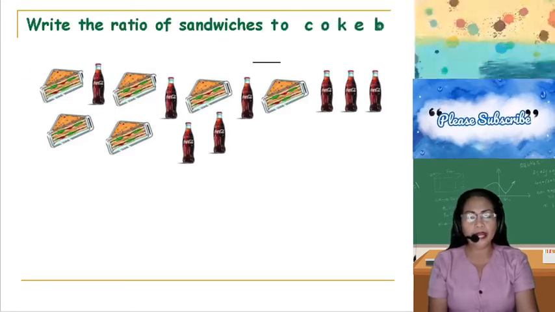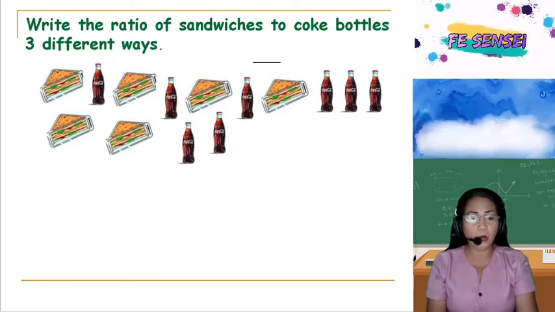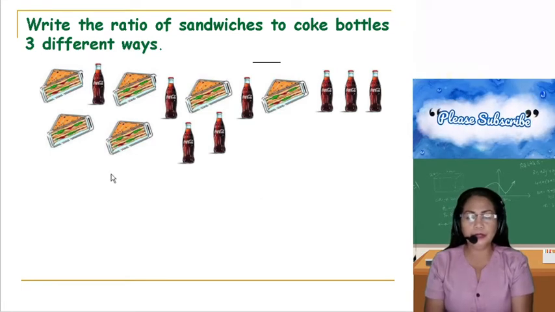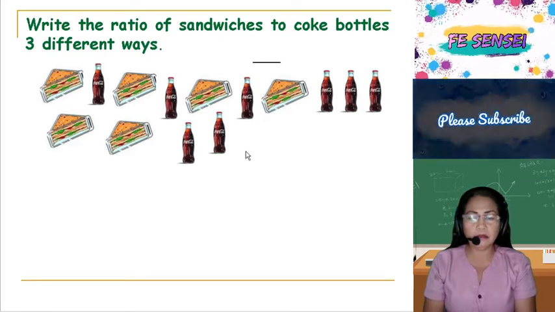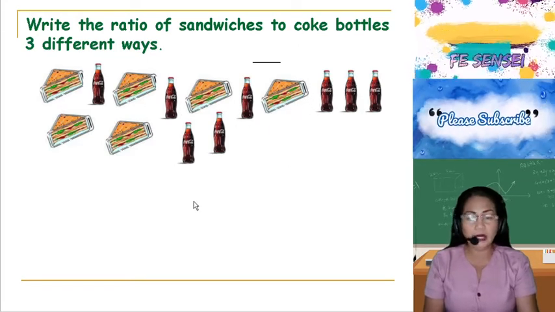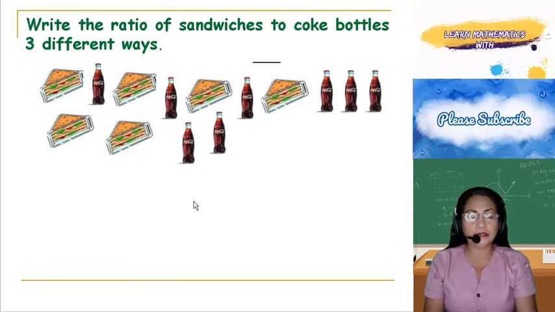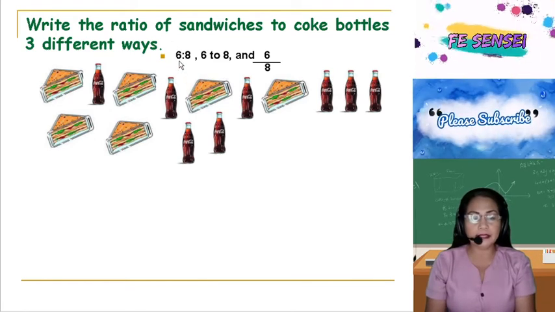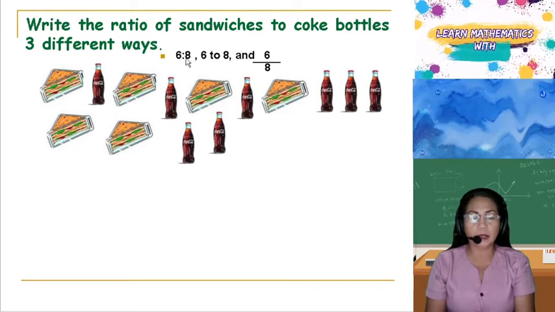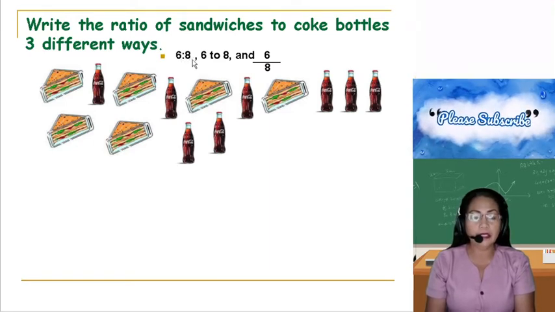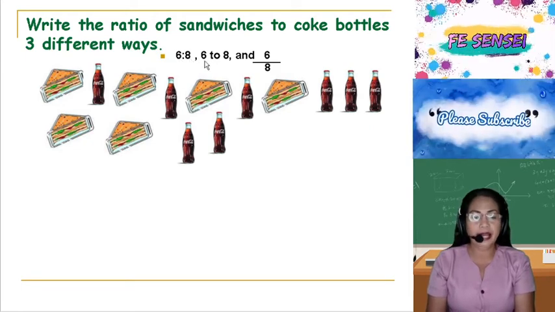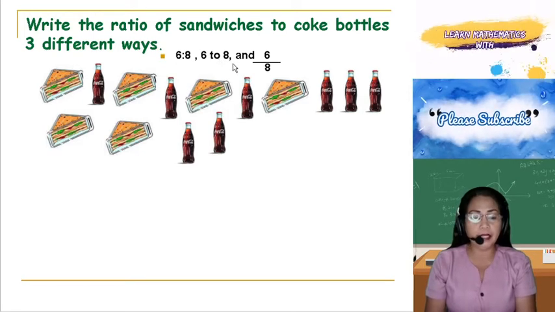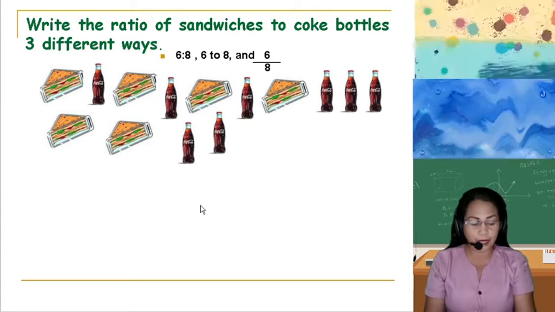Okay. Write the ratio of sandwiches to Coke bottles in 3 different ways. Before that, let's count how many sandwiches: 2, 4, 6. And how many Coke bottles? 2, 4, 6, 8. So, this is the answer. There are 6 sandwiches to 8 Coke bottles. So that is 6 to 8 for the phrase form, 6:8 for the colon form, and 6 over 8 for the fraction.